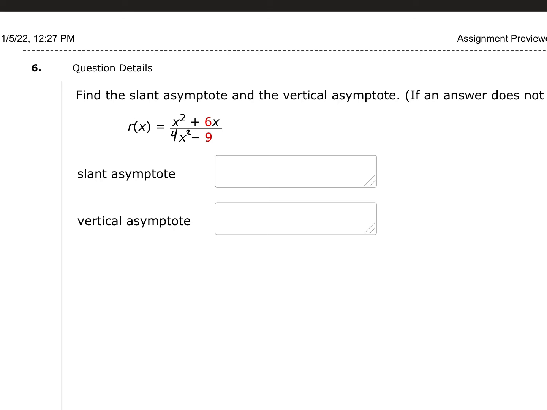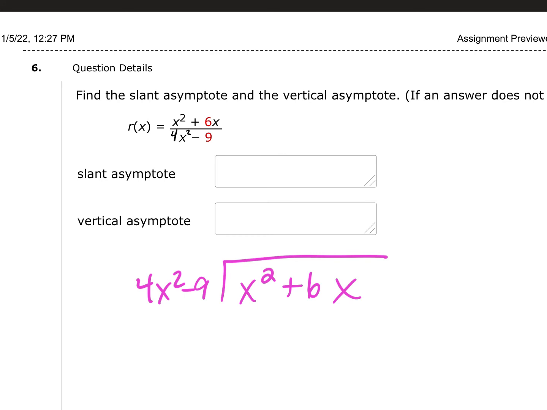Right, they don't ask you for that. I was just asking. So if I'm going to try and see if there is a slant asymptote, some of you guys are like, how do you tell? I can't tell. Don't worry about it. Just set up your long division. 4x squared minus 9 goes on the outside. x squared plus 6x goes on the inside.